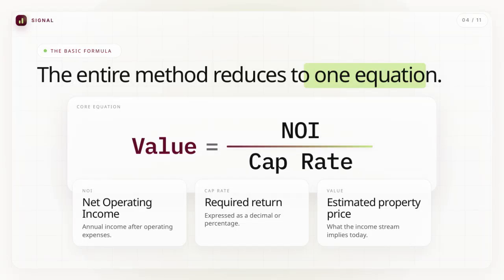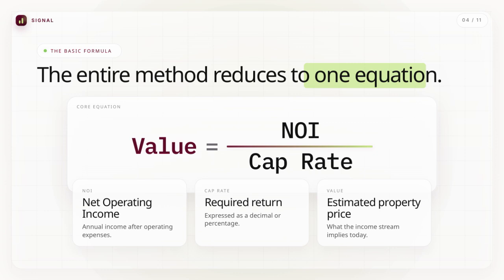Here we have the core of our discussion, the basic formula that simplifies the entire method into one key equation: value equals NOI divided by the cap rate. Let's break this down. NOI stands for net operating income, which is the annual income generated by a property after all operating expenses have been deducted.